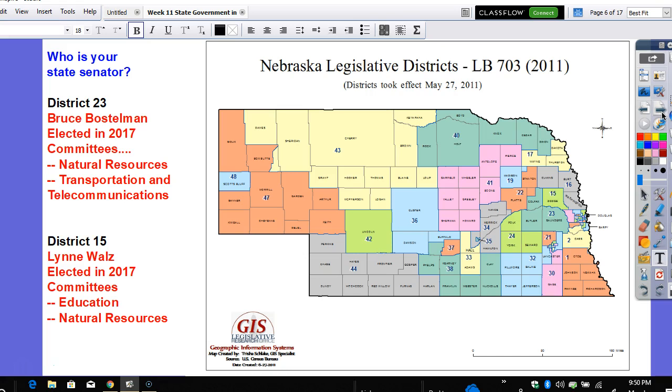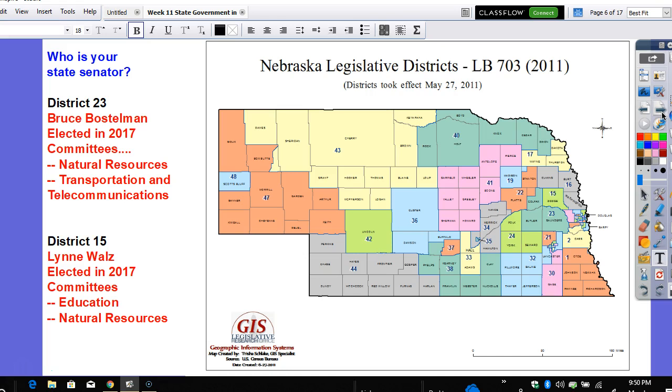Occasionally, you'll see him here at the school, because Cedar Bluffs obviously is in his district. When we travel down to the state capitol, he'll definitely want us to stop by his office, and he'll want to visit. So will Lynn Walls.